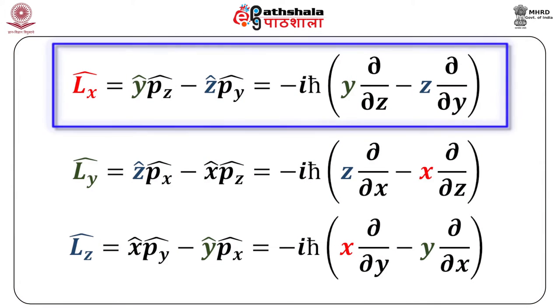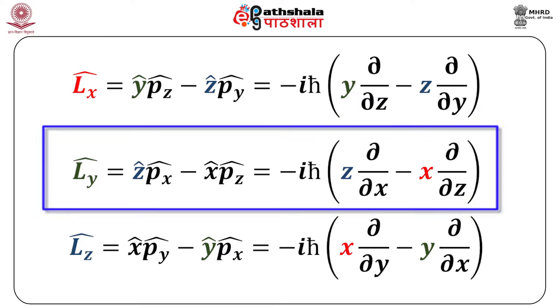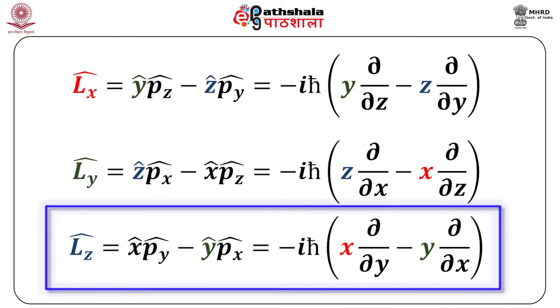The Cartesian components of angular momentum operator are as follows: Lx caret, that is the angular momentum component in x direction, is equal to y caret pz caret minus z caret py caret, which is equivalent to minus iota h cross y del by del z minus z del by del y. Similarly, we have Ly component, that is the component in y direction, as z caret px caret minus x caret pz caret, which is equal to minus iota h cross z del by del x minus x del by del z. And likewise, we have the angular momentum component in z direction as Lz, which is equivalent to x caret py caret minus y caret px caret, which is equivalent to minus iota h cross x del by del y minus y del by del x.